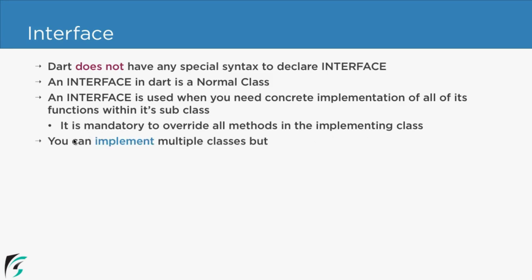And also in the end, you can implement multiple classes, but you cannot extend multiple classes during inheritance. So this is one of the major differences between implementing a class and extending a class during inheritance. Perfect. So that's all for this video.